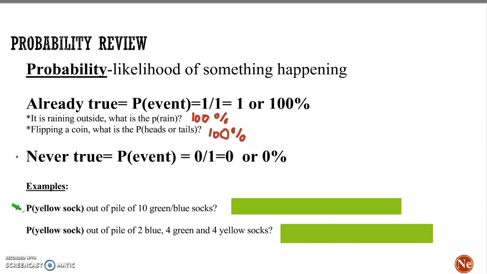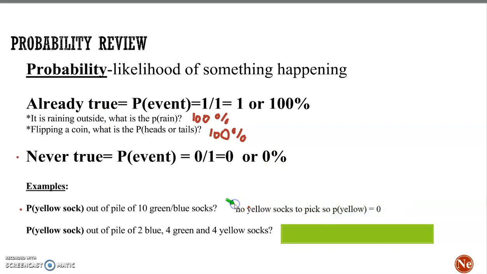Some other examples. What's the probability you are going to pick a yellow sock out of a pile of 10 green and blue socks? Well, are there any yellow socks in that pile? No, there's no yellow socks. We just said there were green and blue. So there's zero probability of picking a yellow because there's no yellow to pick, 0%.